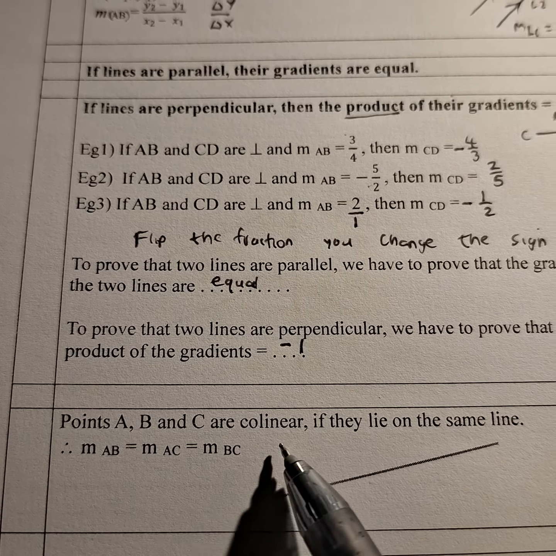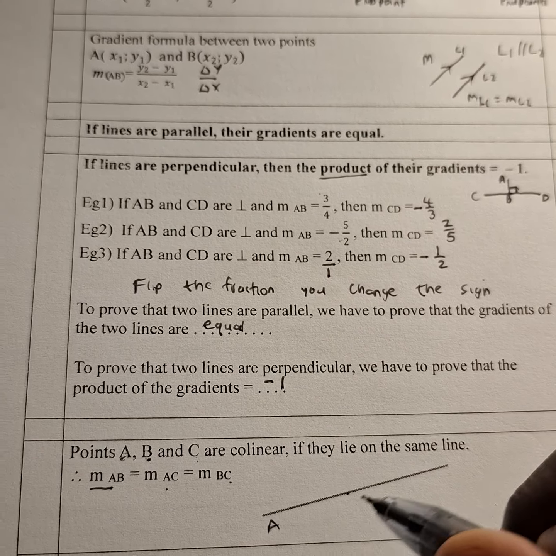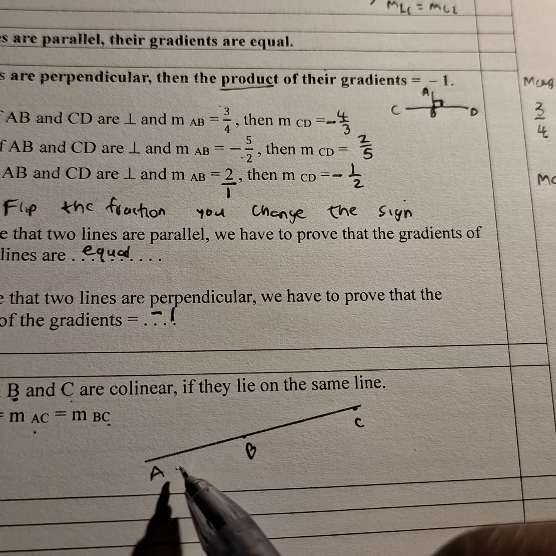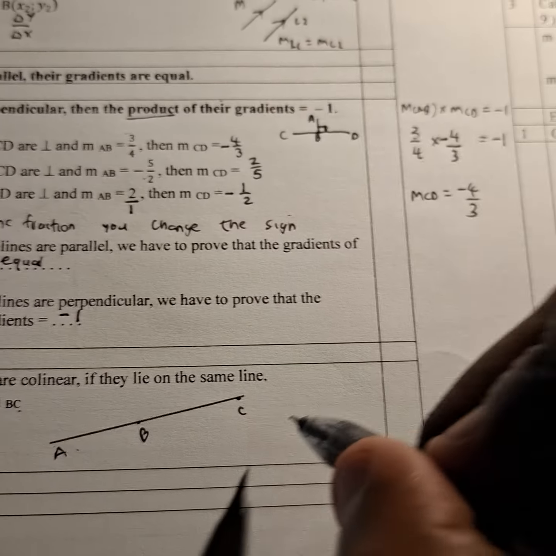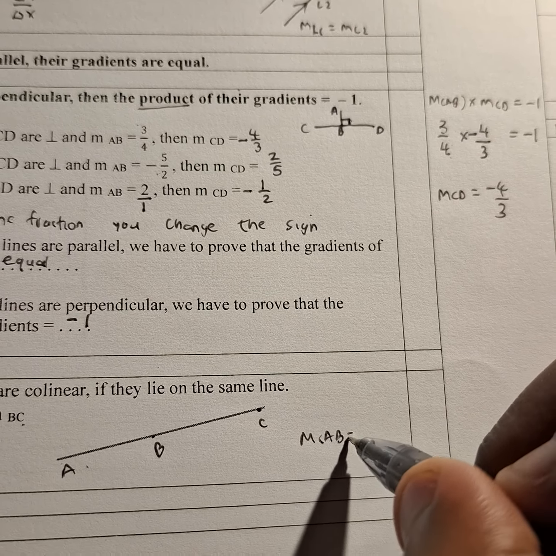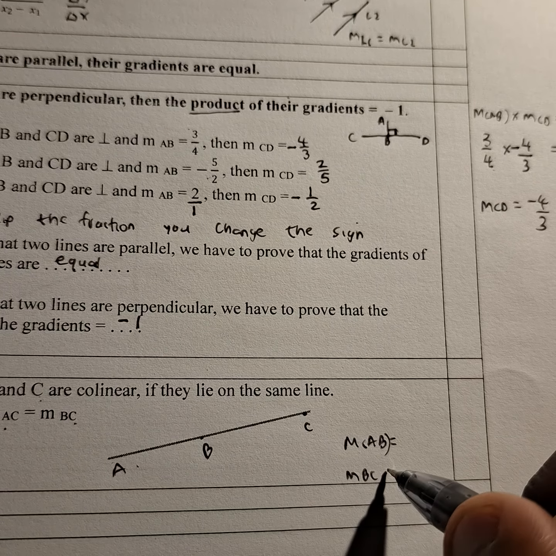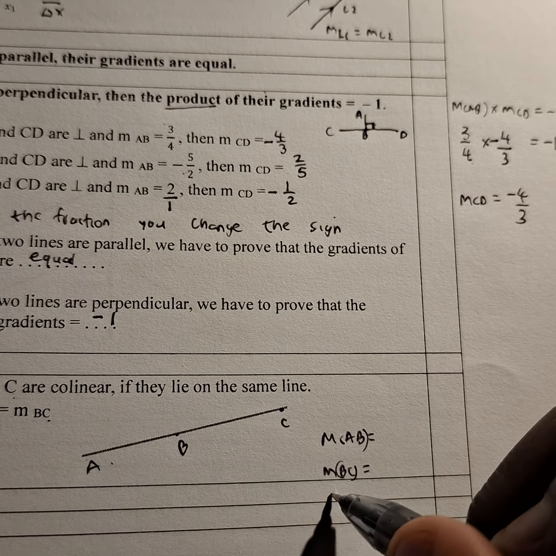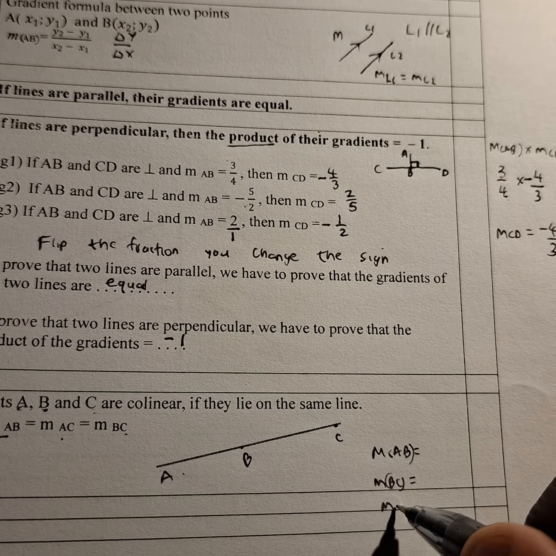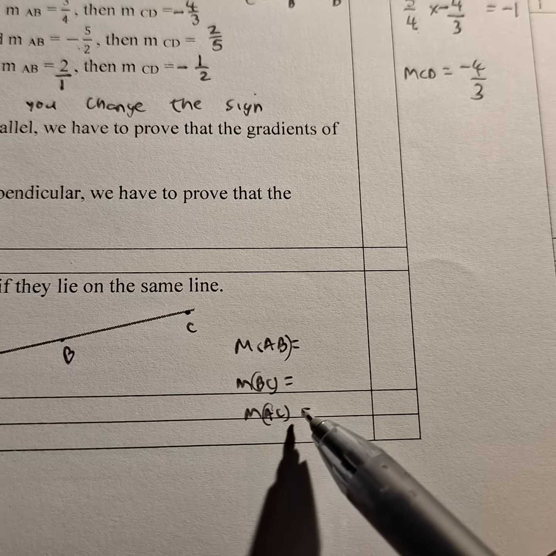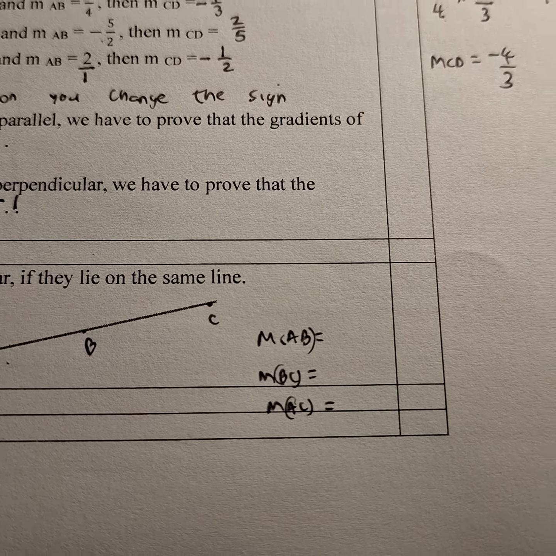Why? Because when A, B, and C are collinear and they lie on the same line, then it is very clear that the gradients between the points, the gradient of AB, if we calculate it, should be equal to the gradient of BC. It should also be equal to the gradient of AC if we were to calculate it. That's what we would find for collinear points.